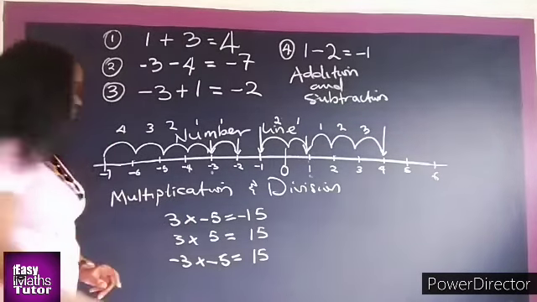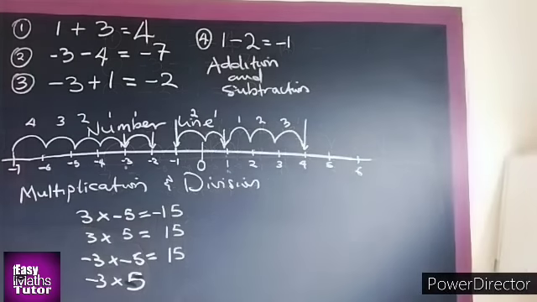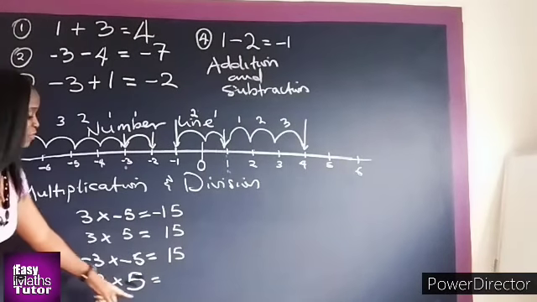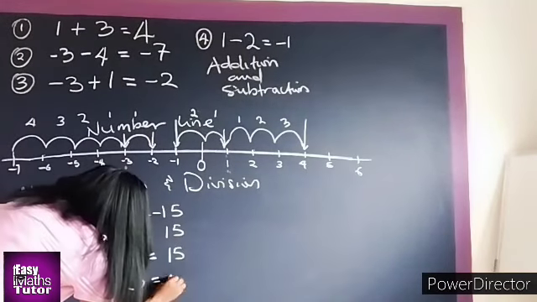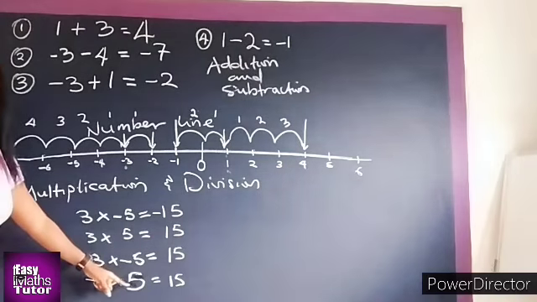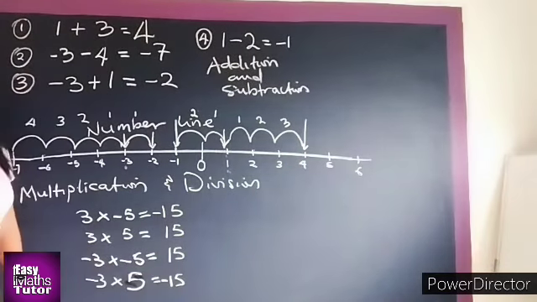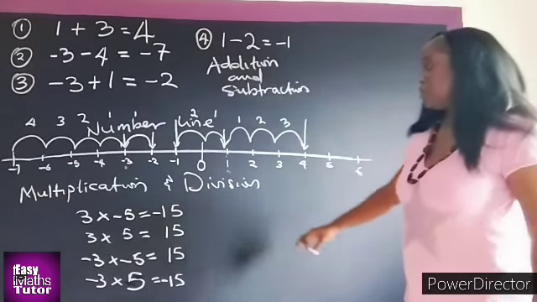So let's try the final problem, which is minus 3 times 5. We'll multiply these two like it's a positive number, which will give us 15. And then we'll multiply the signs separately. Since there's one minus, the answer will be minus 15. So let's move on to this other side and do division.